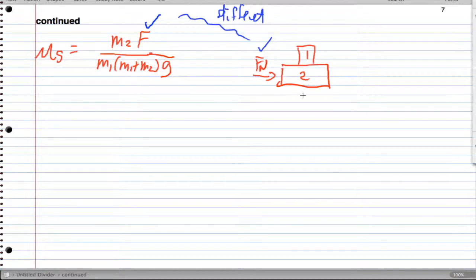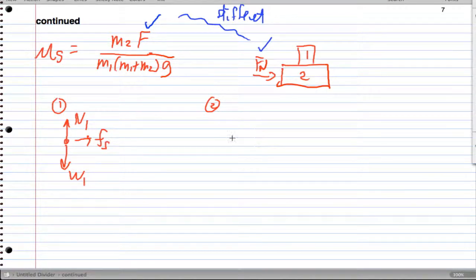Okay, and so when I set up my free body diagram, I'm going to end up getting, for block 1's free body diagram, I've got the normal on 1, I've got the weight of 1, and what I'm going to end up having is the friction on 1 due to 2 pushing it forward. And then for block 2, I guess I could just call it the static friction, just like I did in the previous problem.